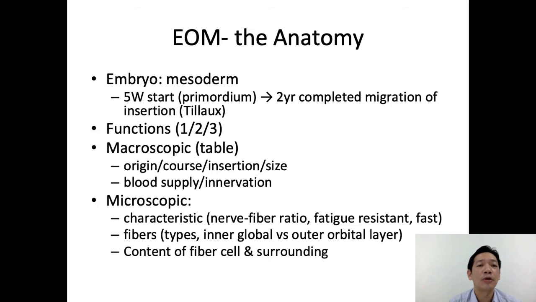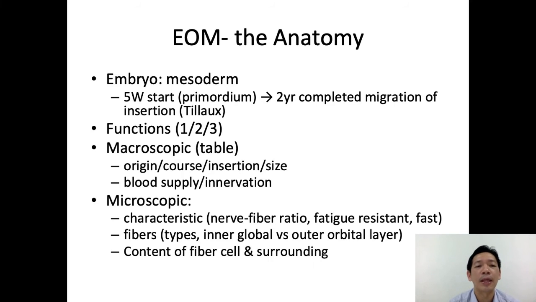Then talk about the functions. Some of the EOM have primary, secondary, and tertiary functions. Some of the EOM will have only 1 function. Then the macroscopic and microscopic anatomy. For the macroscopic, later we will show you a table. You can get the table from your AO textbook. Just follow the textbook, talk about the origin, the course, the insertion, the size, the blood supply, and also the innervation. Just by using all the keywords, you will get most of the important points for your EOM.